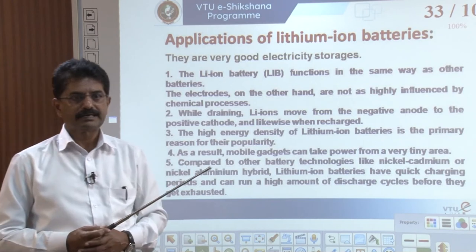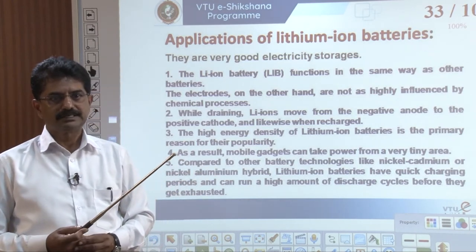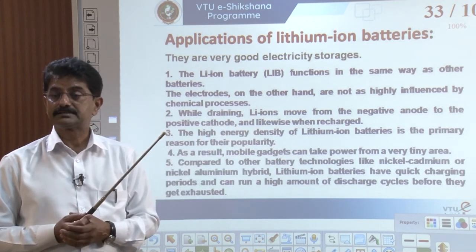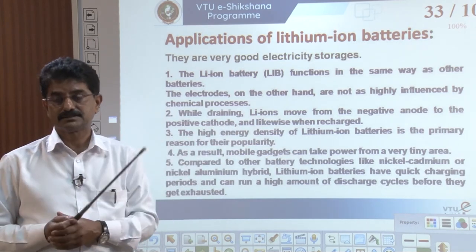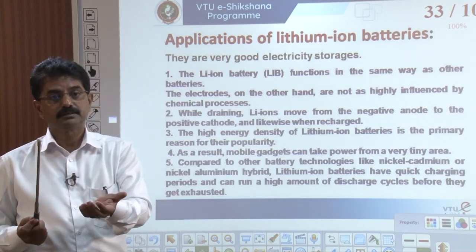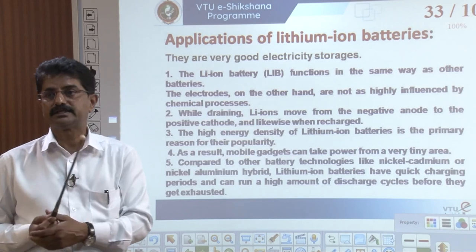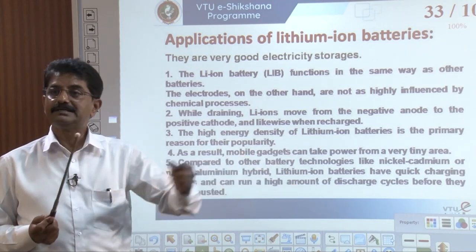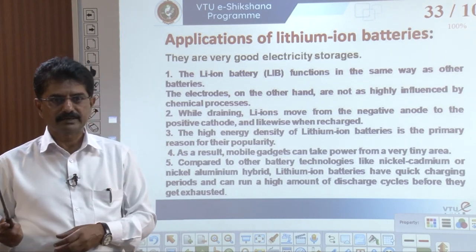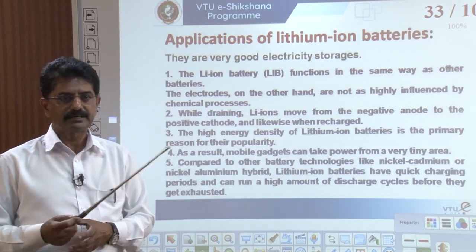Applications of lithium ion batteries. They are very good electricity storage as compared to lead acid batteries. Good storage devices. Losses are very less. Here, the efficiency of this battery is 95%, whereas a lead acid battery may be 80%. The lithium ion battery functions in the same way as other batteries.